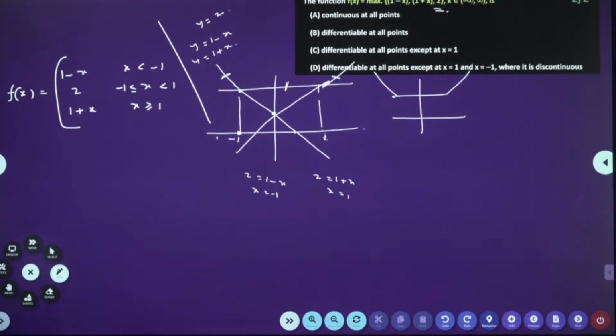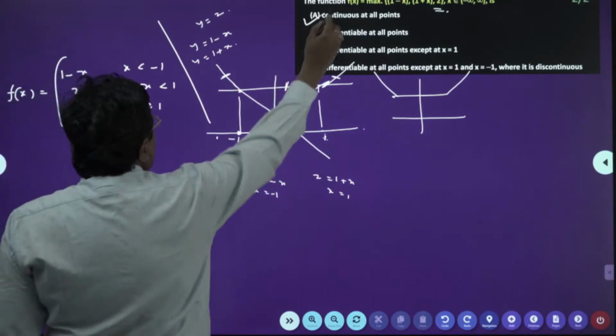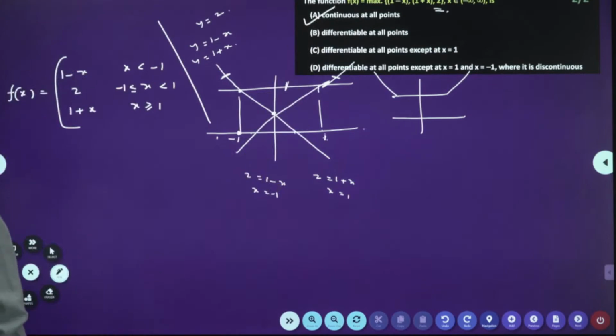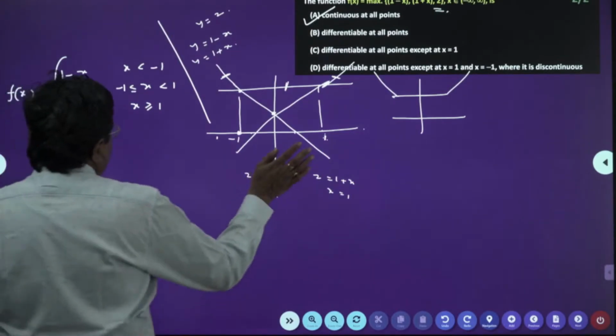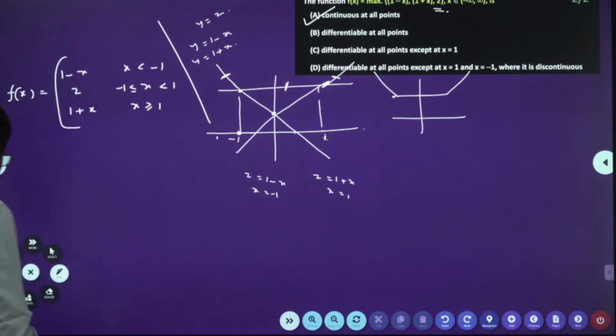Of course, you can check it is differentiable everywhere except at minus 1, you can check that. It's a single correct option question, so continuous at all points is enough for you. You can check the differentiability at minus 1 and also plus 1 you can check because it is continuous everywhere at minus 1 and 1. So you can check the differentiability also at those points. Right.